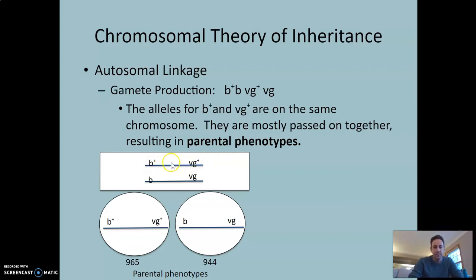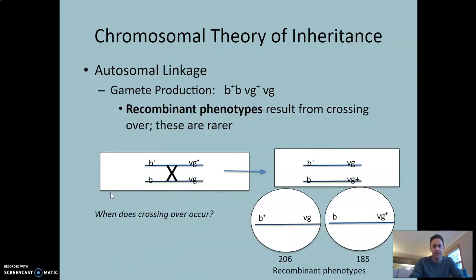The B plus, VG plus will, if you could imagine this lined up at meiosis, one is going to go this way, one is going to go that way. We can do it horizontally, I suppose. But either way, these 2 chromosomes are going to separate out, and most of the gametes are either going to get B plus, VG plus, or B, VG. And those are the parental phenotypes, meaning these offspring have inherited the chromosome as it was arranged in the parents. Now, it is also possible, though, to get what are called recombinant phenotypes.